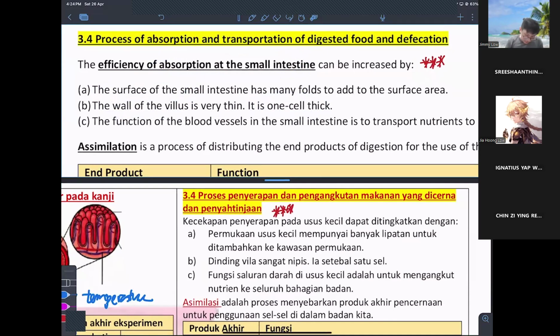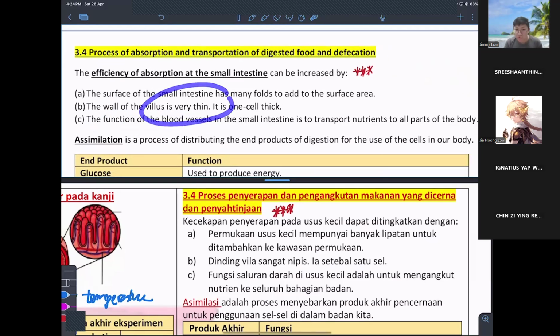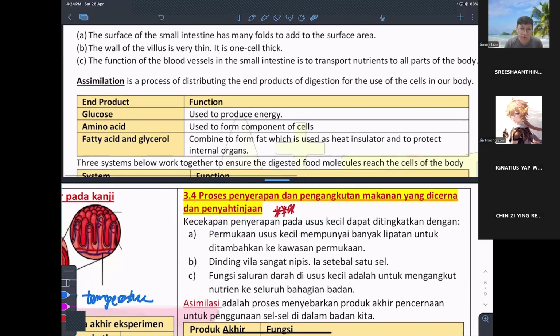The function of blood vessels is to transport all the nutrients to our body. The villus contains blood vessels, so whenever the nutrition goes into your blood vessel, the blood can carry the nutrition all over your body. This is the function of having blood vessels in your villus. So these three are very, very important. I have emphasized them to you already.